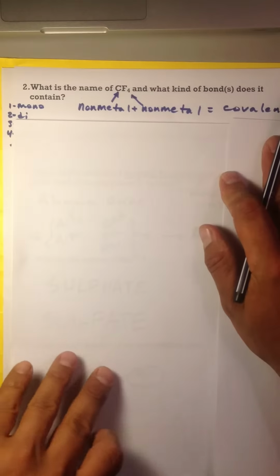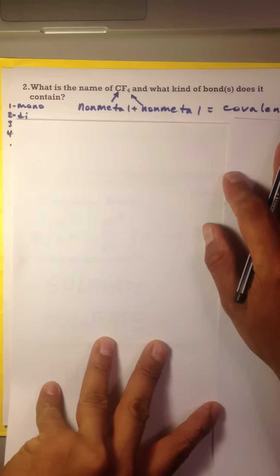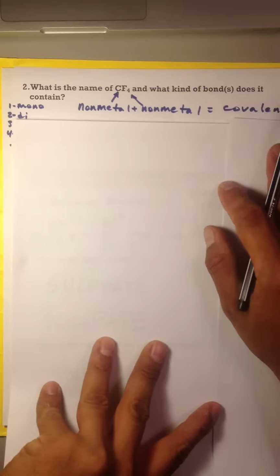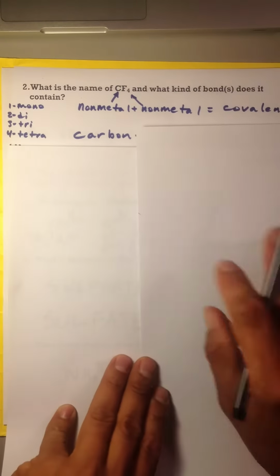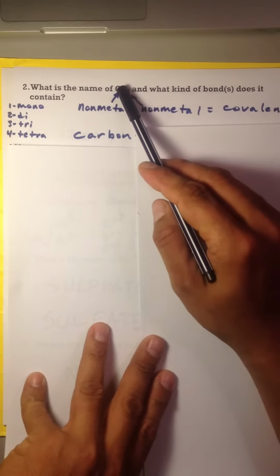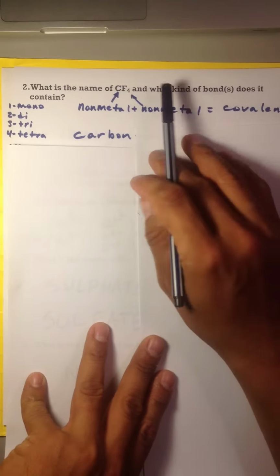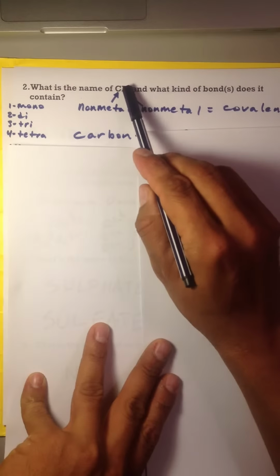It's covalent, that's right. And when you have covalent, there's lots of possibilities for bonding, so you have to say how many of each one are in there. So, there is one carbon. The first element, you don't have to say how many there are if there's only one. The second one, there's 4 fluorines.